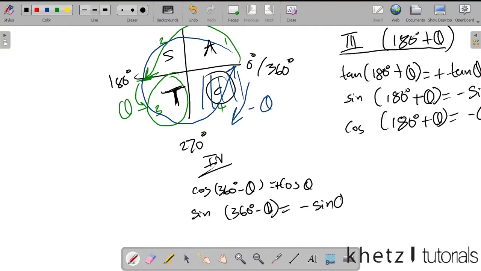So you have negative sine and you have negative tan.